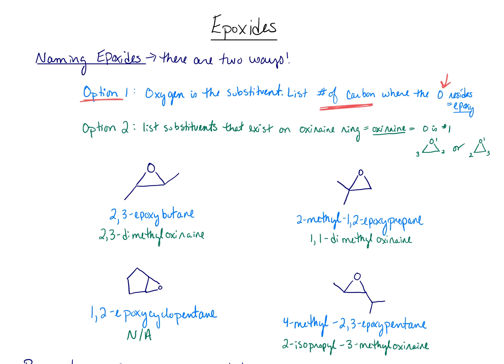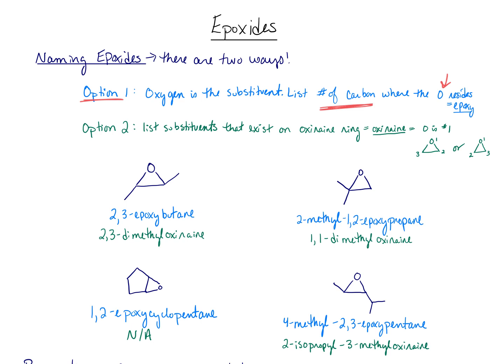Here, on the other hand, the longest chain would be 1, 2, 3. Okay, this would be 2-methyl-1,2-epoxy propane. In other words, between the 1 and the 2 is where you're going to end up with that epoxy. It takes higher priority than just the methyl group, right? So if that's the longest chain, the methyl would be the substituent coming off of there. We can do this with rings too. This would be 1,2-epoxy cyclopentane.